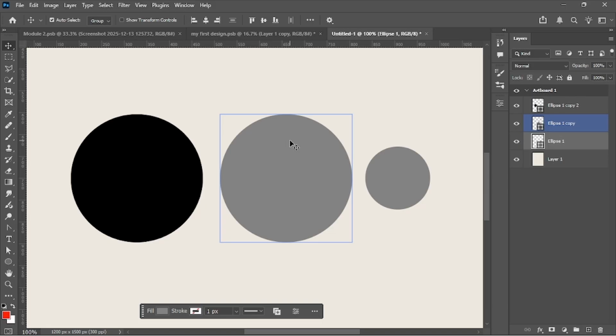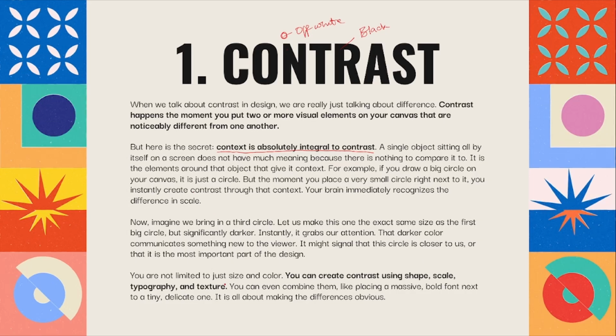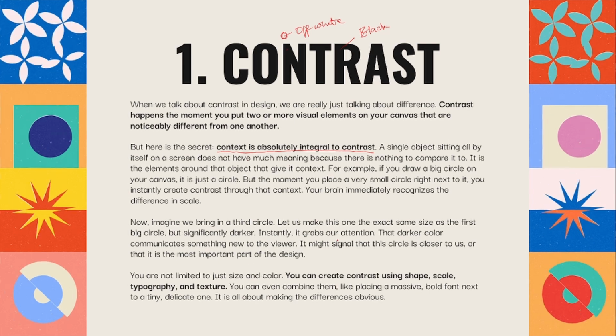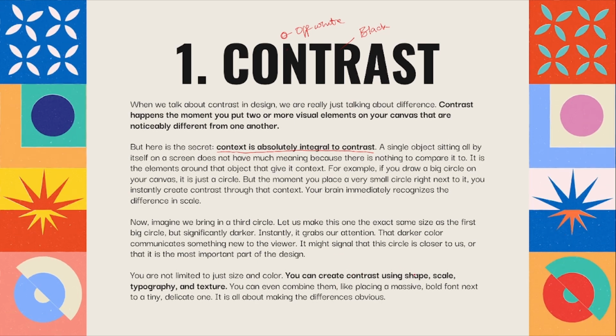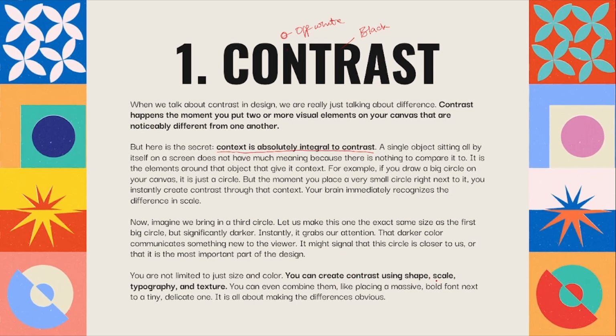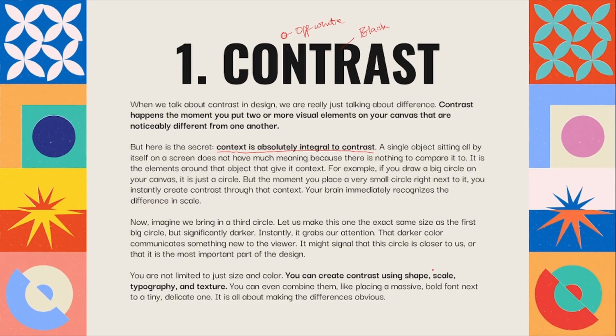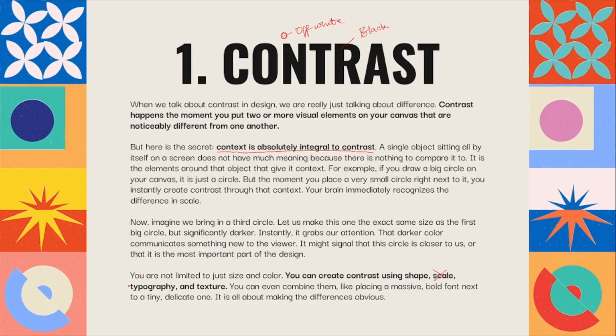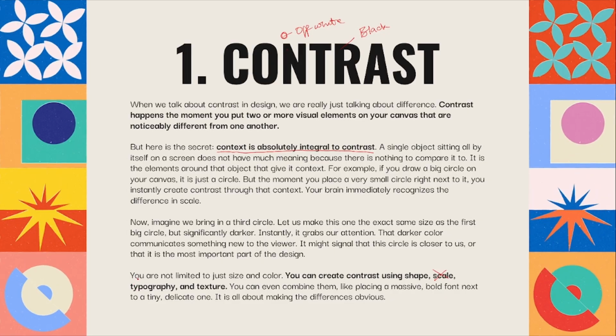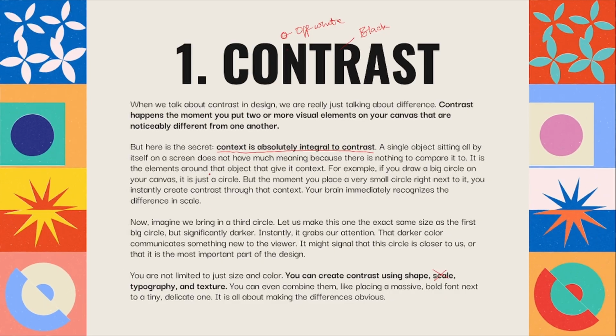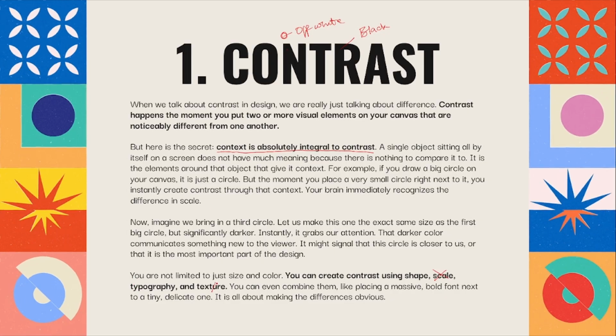You get it has to stand out from another thing in your design. You are not limited to just size and color, which I've explained. You can create contrast by using shape, scale. Scale is basically size, so this shouldn't be here. You can create contrast by using typography, right? Different fonts. You can create contrast by using texture.